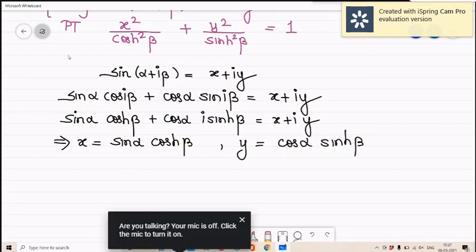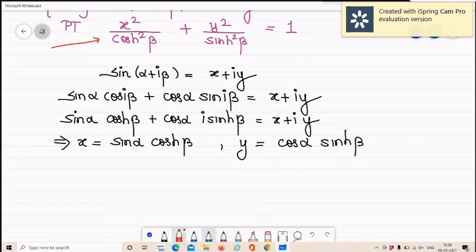Now please focus on what has to be proved. First you tell me what all you can see in this. You can see x. Yes. You can see y. Yes. What else you can see? You can see alpha and beta. Yes or no? Alpha is with what? Trigonometric. And beta is with what? Hyperbolic.